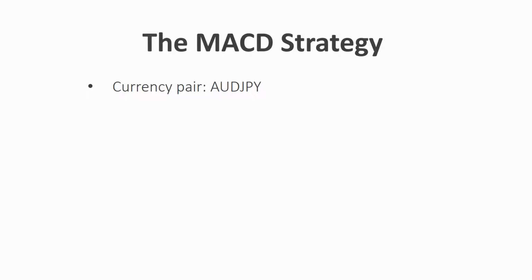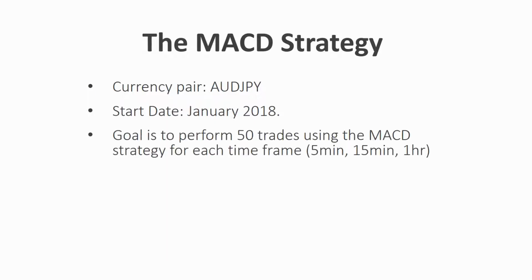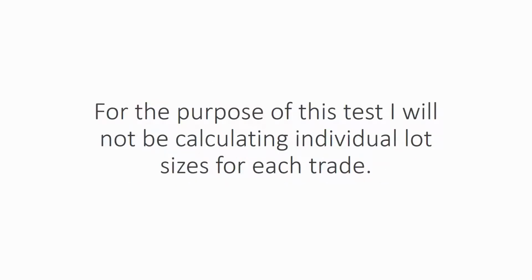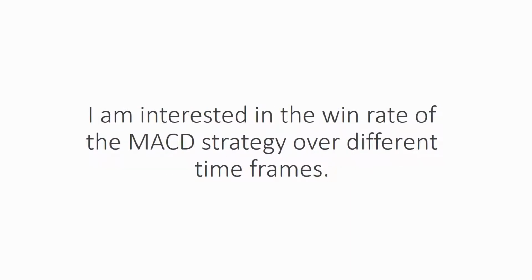The currency pair that I will use in my test will be the Australian dollar Japanese yen. And I will start the test from January 2018. My goal is to perform 50 trades using the MACD strategy for each of the time frames. Afterwards, I will share with you my results. Once I reach 50 trades in a time frame, I will restart the test and start the strategy again from January 2018. I want to directly compare the results of the strategy using the same data but on different time frames. For the purpose of this test, I will not be calculating individual lot sizes for each trade. I am interested in the win rate of the MACD strategy over different time frames.